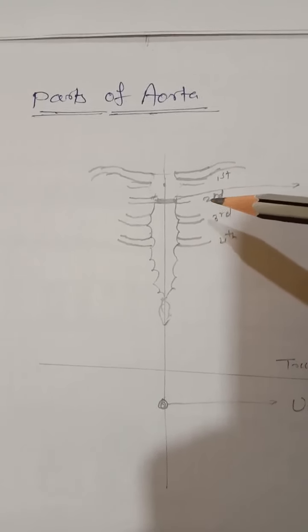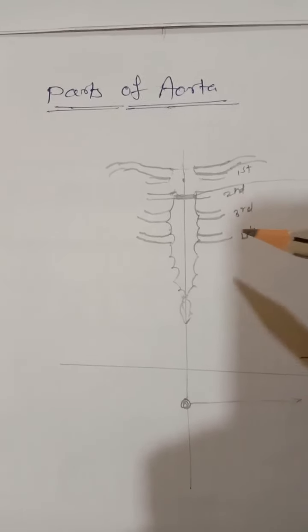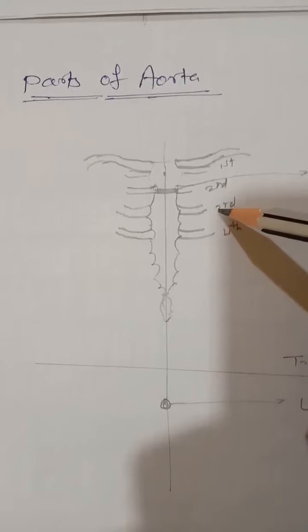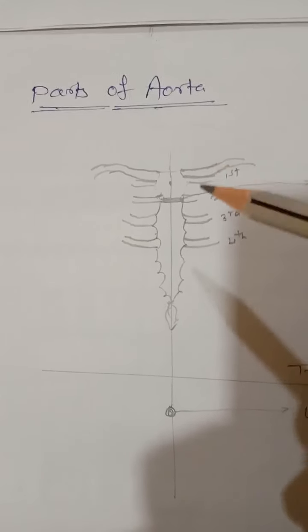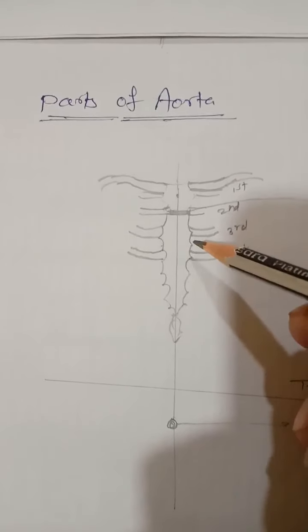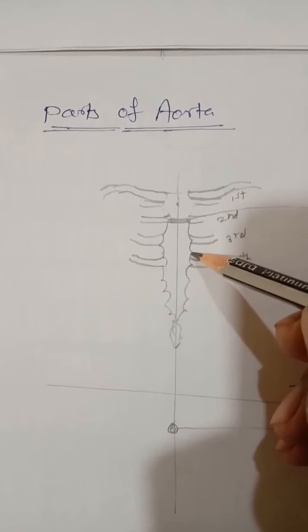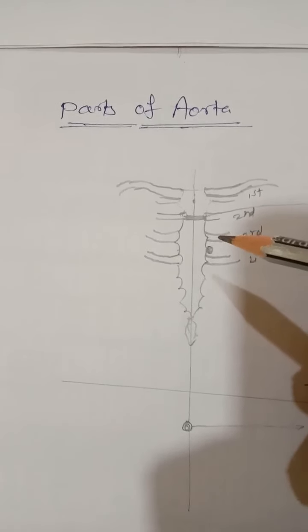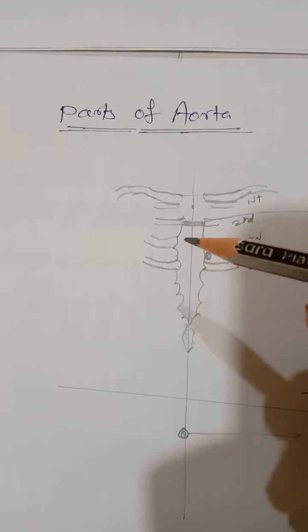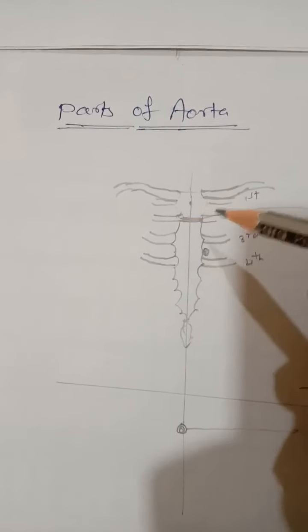Second intercostal space should be present between the second and the third rib, and the third intercostal space should be present between the third and the fourth rib. So we should take the medial end of the left third intercostal space. So here is the first point. Then the second point should be taken at the right half of the sternal angle.